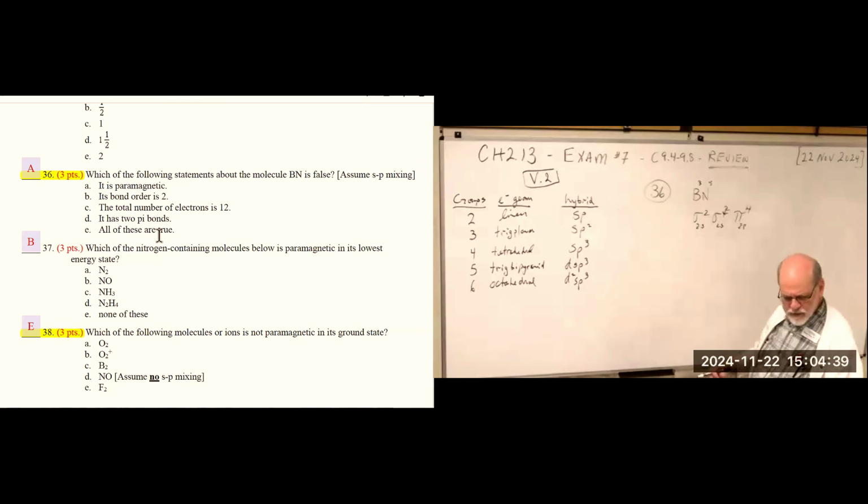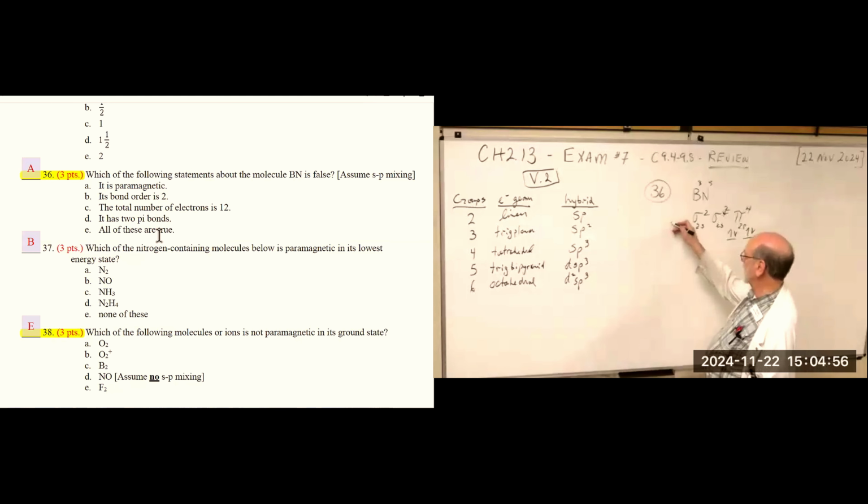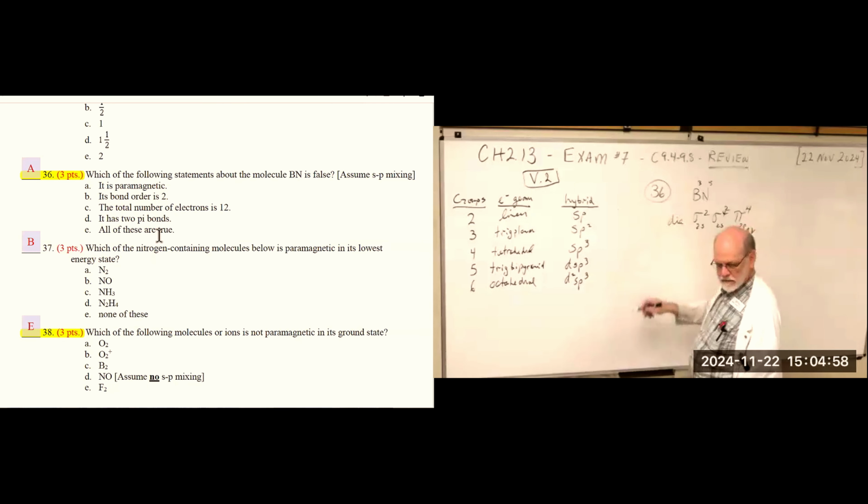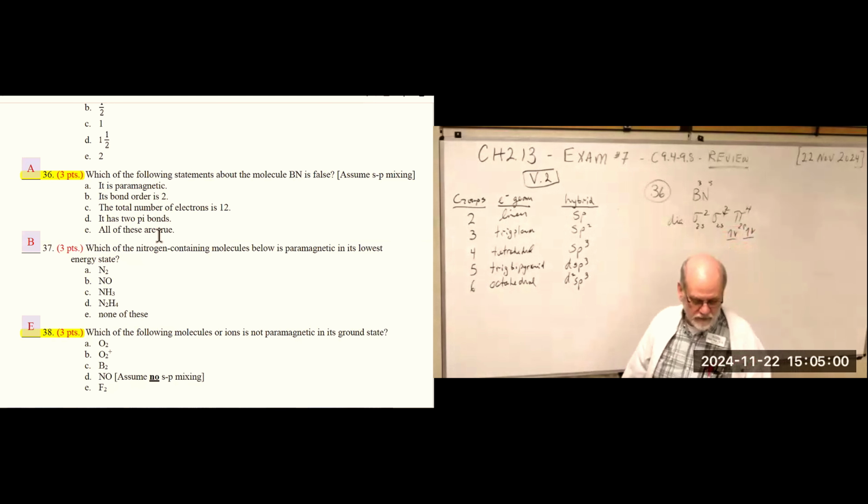So that's all we need. Now what's the question? Which of the following statements about this molecule is false? Okay. It is paramagnetic. That's false, right? Because these are all paired. It's diamagnetic. Oh, we found the false one.